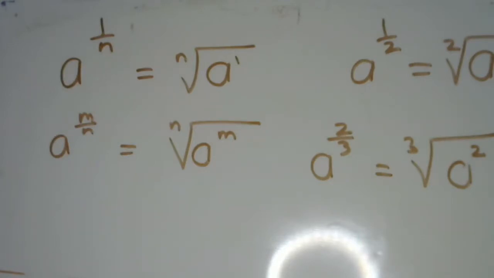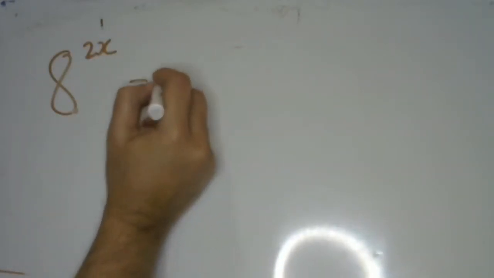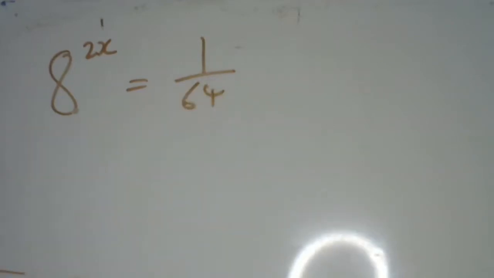So that would cover all the laws, and now we will try to look at a question. I'm just looking at a random book here. I'll try to solve something for you. Let's see. They have a to the 2x is equal to 1 upon 64, and solve for x.